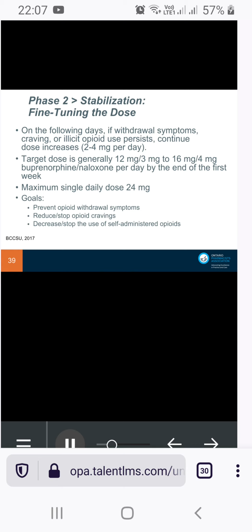Now, the cool thing about buprenorphine is that theoretically you could see them every day for reassessment and you can increase the dose daily. So you can get them up to a pretty adequate dose, pretty fast. The goals are to find a dose that prevents opioid withdrawal symptoms, reduces or stops opioid cravings, and decreases or stops the use of self-administered opioids or illicit opioids.